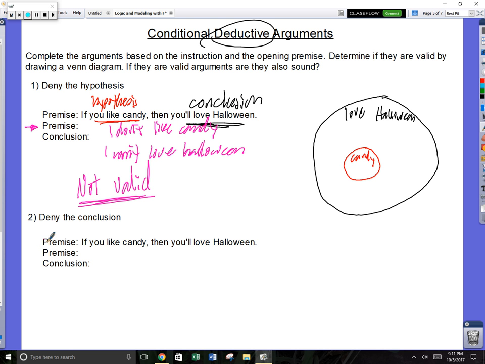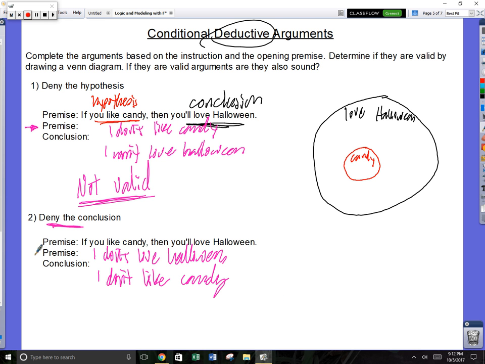So let's look. So the same opening premise. Premise number 2, I need to deny the conclusion. So the conclusion is this: I love Halloween. If I deny the conclusion, that means I don't love Halloween. So based on my first premise and my second premise, I can conclude if I don't love Halloween, I don't like candy.